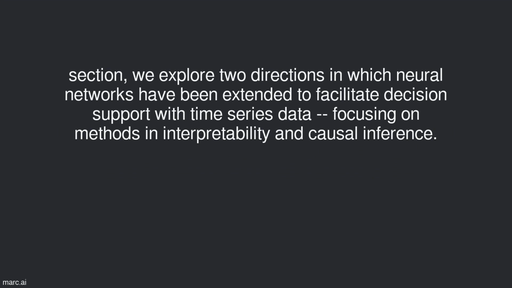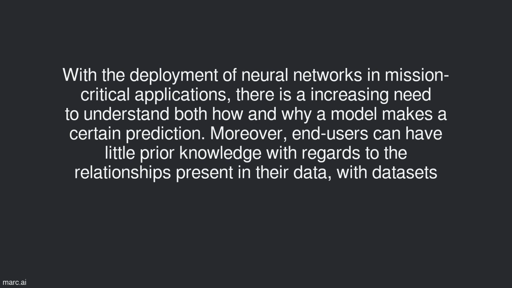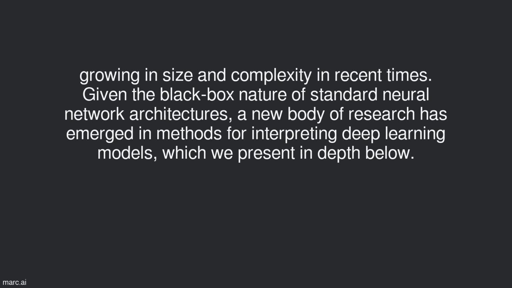In this section, we explore two directions in which neural networks have been extended to facilitate decision support with time series data, focusing on methods in interpretability and causal inference. Interpretability with time series data. With the deployment of neural networks in mission-critical applications, there is an increasing need to understand both how and why a model makes a certain prediction. Moreover, end users can have little prior knowledge with regards to the relationships present in their data, with datasets growing in size and complexity in recent times.